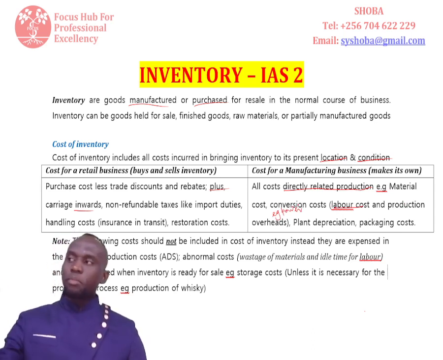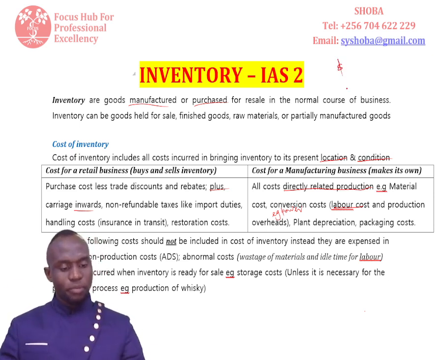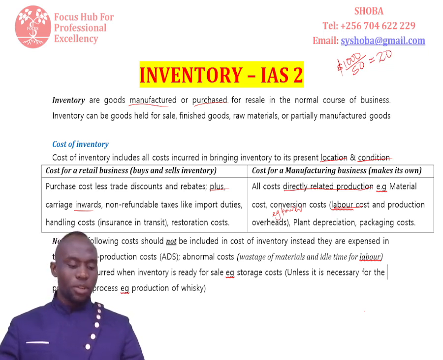Then you find that to make this, we need machines. Maybe we bought a machine at $1,000 and it is being depreciated over 50 years. So it means we have to charge a depreciation of $20. We also need to add packaging cost.